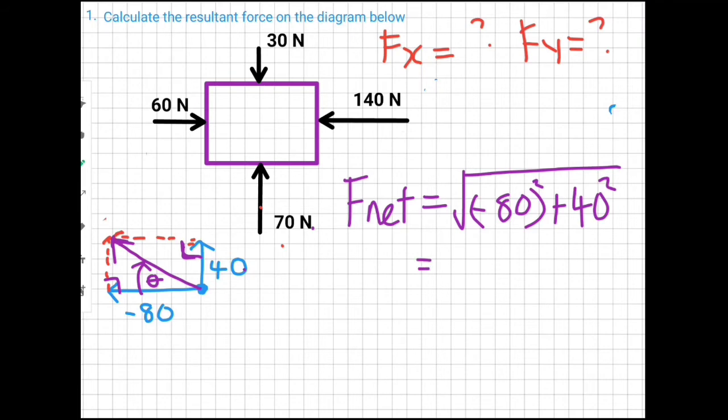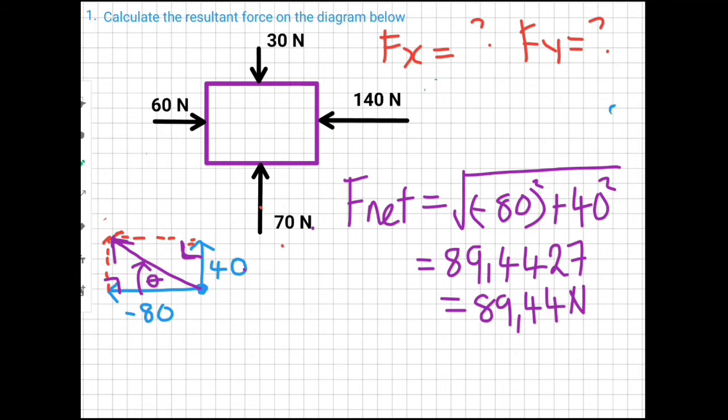This gives me what? The square root of negative 80 squared plus 40 squared is 89,4427. We can round that off to 89,44 to 2 decimal places. So it's actually 89,44 newtons. So the magnitude of the resultant of this system of forces is 89,44.